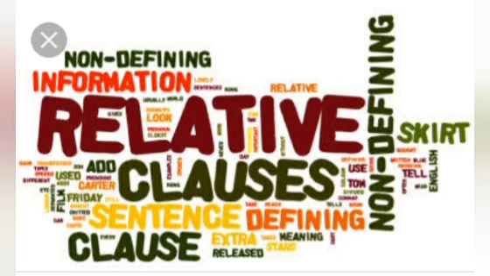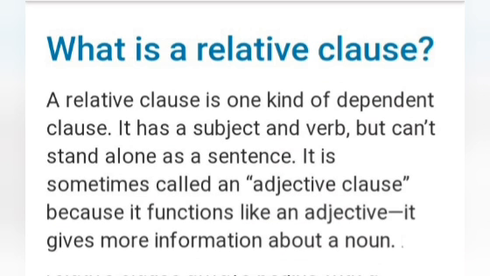Students, today we are going to study a new English grammar topic, relative clause. So first of all, let us understand what a relative clause is. A relative clause is one kind of dependent clause. It has a subject and a verb, but it can't stand alone as a sentence. It is sometimes called an adjective clause because it functions like an adjective. That is, it gives more information about a noun.